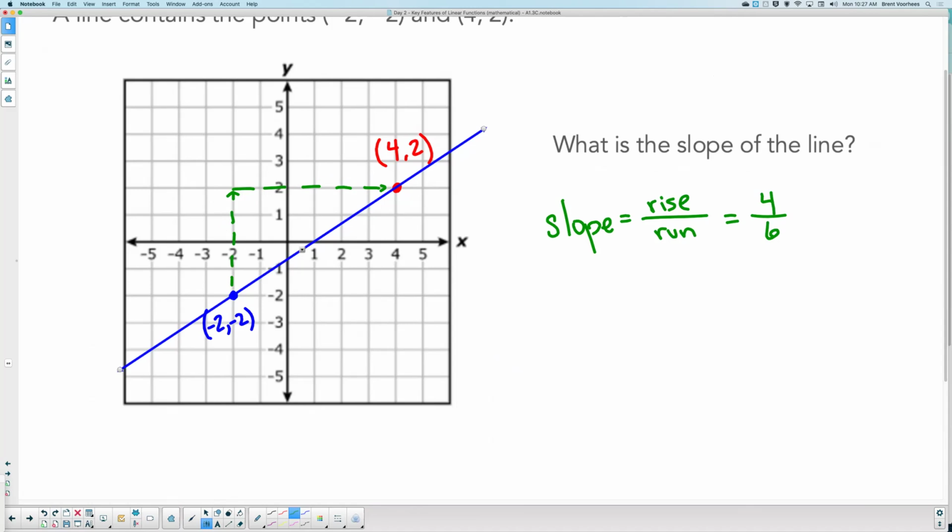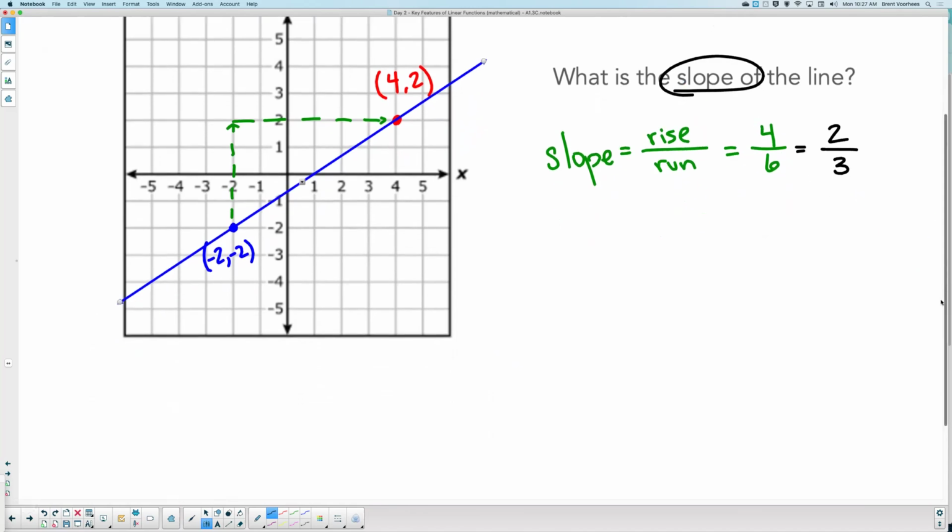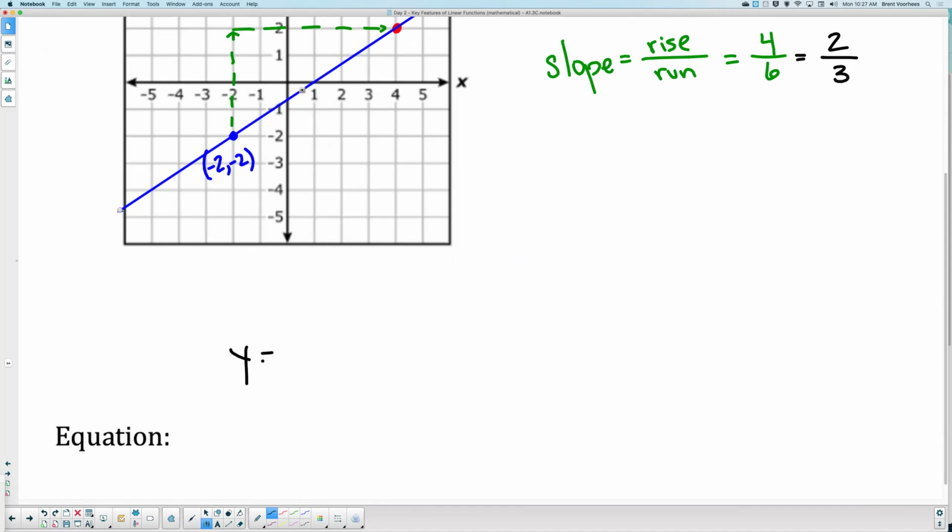Question, can that be simplified? Yes, 2 goes into both numbers. How many times does 2 go into 4? How many times does 2 go into 6? 3, so it's 2/3. That's our slope. That is our slope. So for the equation, it would be y equals 2/3 x plus, now this is a weird one right here. That is negative 2/3. That y-intercept, that's a very weird value.